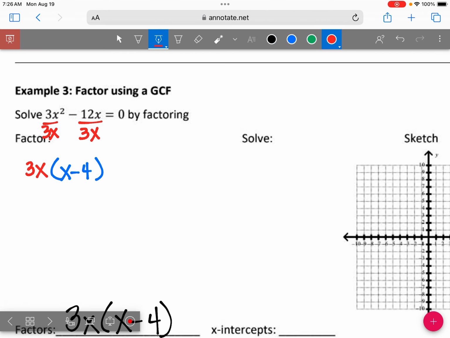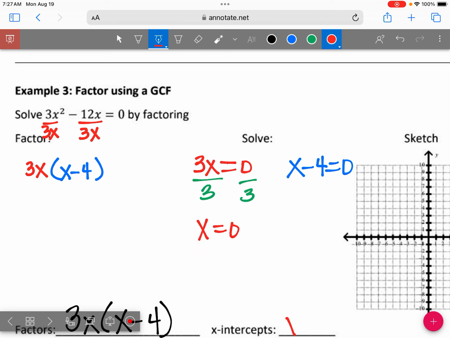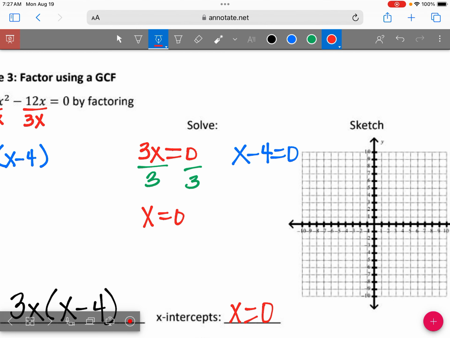All right, now let's solve them. Set them both equal to 0. 3X equals 0. And x minus 4 equals 0. Go ahead and solve that for x. So for this first one, three x equals 0. How would you solve that? This means 3 times x equals 0. So we're just going to divide both sides by 3. 0 divided by 3 is 0. So we're going to put our first point right here.